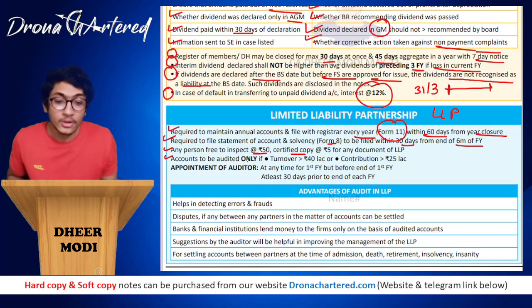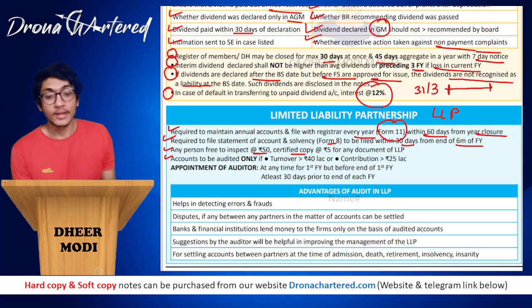Accounts to be audited only if turnover is greater than 40 lakhs or contribution is greater than 25 lakhs. So that is the accounts of LLP. Accounts of LLP will be audited if turnover is more than 40 lakhs or contribution is more than 25 lakhs. Either of these, it will be audited.